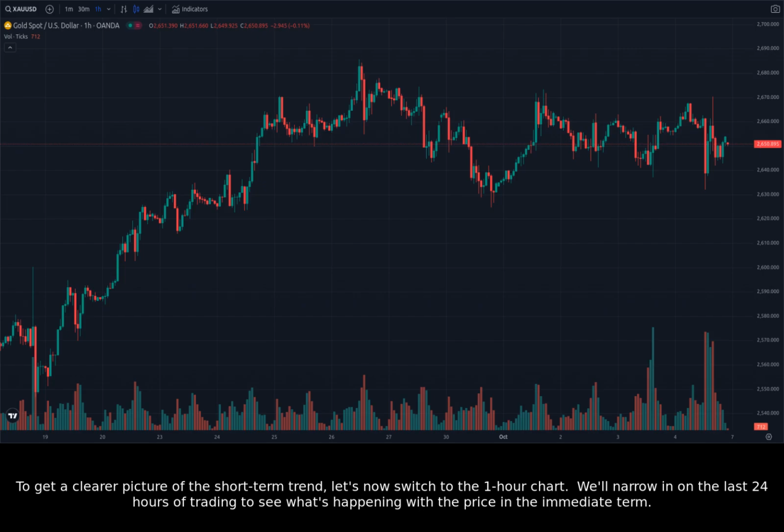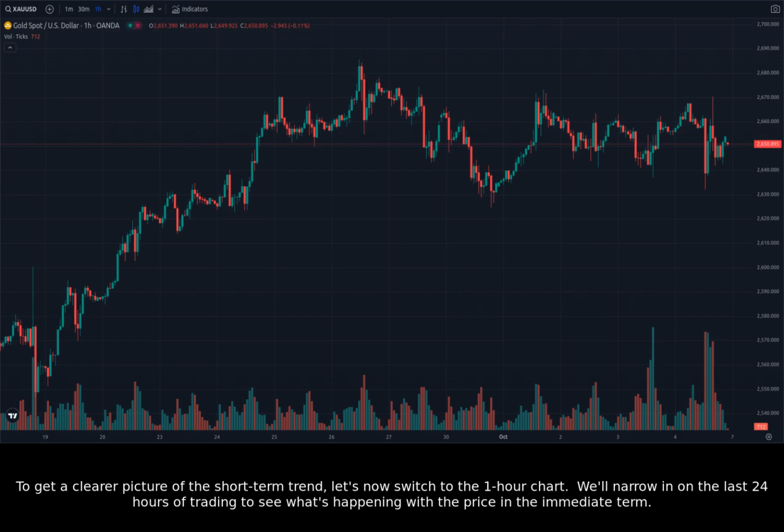This tells us that the $1,900 level may be a level that could again act as a support level if the price were to pull back in the short term. The strong bullish momentum that drove the price above $1,900 last year suggests that the current consolidation phase may be temporary, and a breakout above the $2,700 level could signal the continuation of the long-term uptrend. On the other hand, a break below the $2,600 level could indicate a potential shift towards a bearish market. It's important to remember that these are just potential scenarios, and the actual price movement could be influenced by a number of factors. To get a clearer picture of the short-term trend, let's now switch to the one-hour chart.